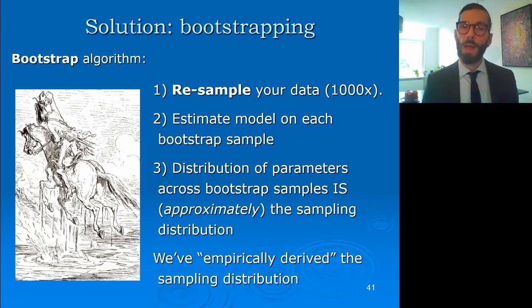Then we estimate our model on each of the 1,000 bootstrap samples. This gives us a distribution of all of the parameters in our model across the 1,000 bootstrap samples. And that distribution looks like a sampling distribution, and we can actually treat it as if it were a sampling distribution. So we can say that we've empirically derived the sampling distribution.